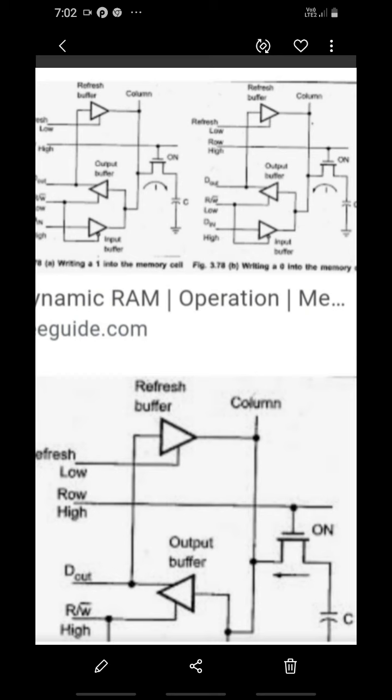Read operation. To read data from the cell, the read or write line is made high, which enables the output buffer and disables the input buffer. Then the row line is made high. It turns the transistor on and connects the capacitor to the output line through the output buffer. This is shown in the above PPT figure.